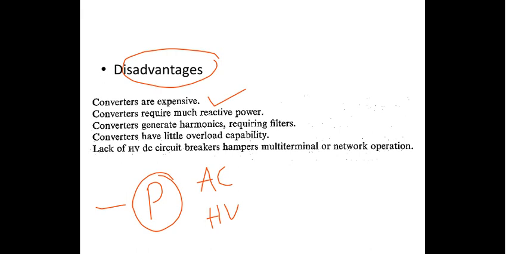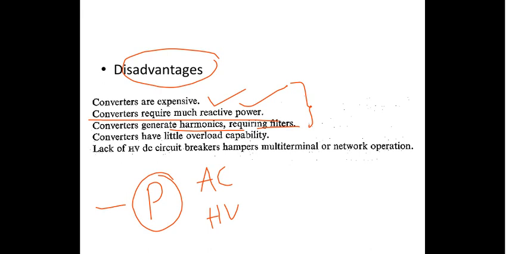So the second drawback here is the converters require a higher amount of reactive power. This I've already told you. So the converters generate harmonics and require filters, and these are the general problems related to any kind of converters, right? So they require the reactive power, they generate the harmonics, they need the filters. These are the general issues related with the converters. But these issues can be really complicated when the converters are very large. This is a very important point to be noted. And the converters have little overload capability. This is another issue which is to be addressed with respect to the HVDC system.